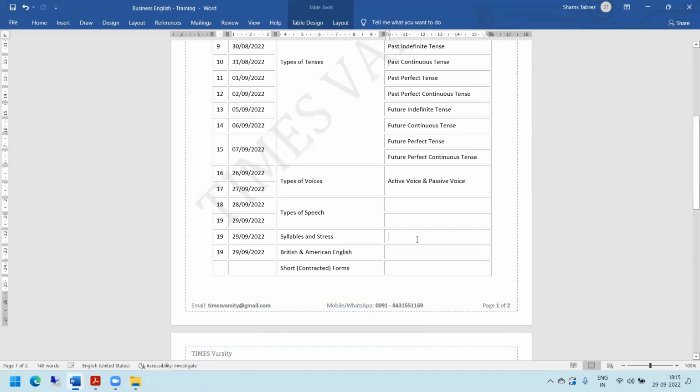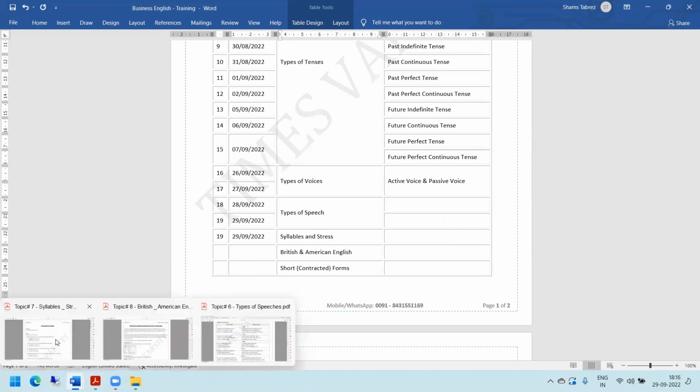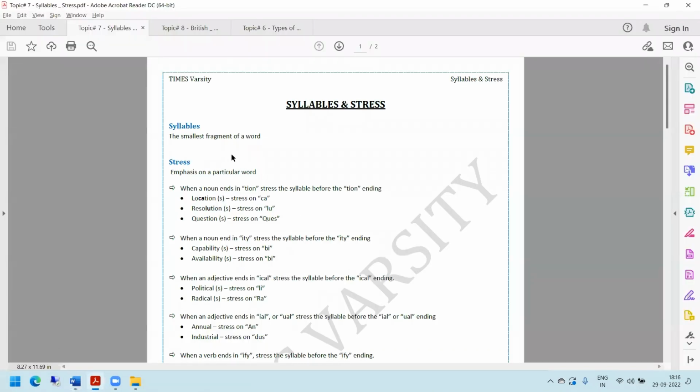Okay. Now we will discuss syllables and stress. Let's go to syllable and stress. The smallest fragment of a word is called a syllable. Stress means emphasis on a particular word. Now look at some examples. When a noun ends in tion, stress the syllable before the tion ending.